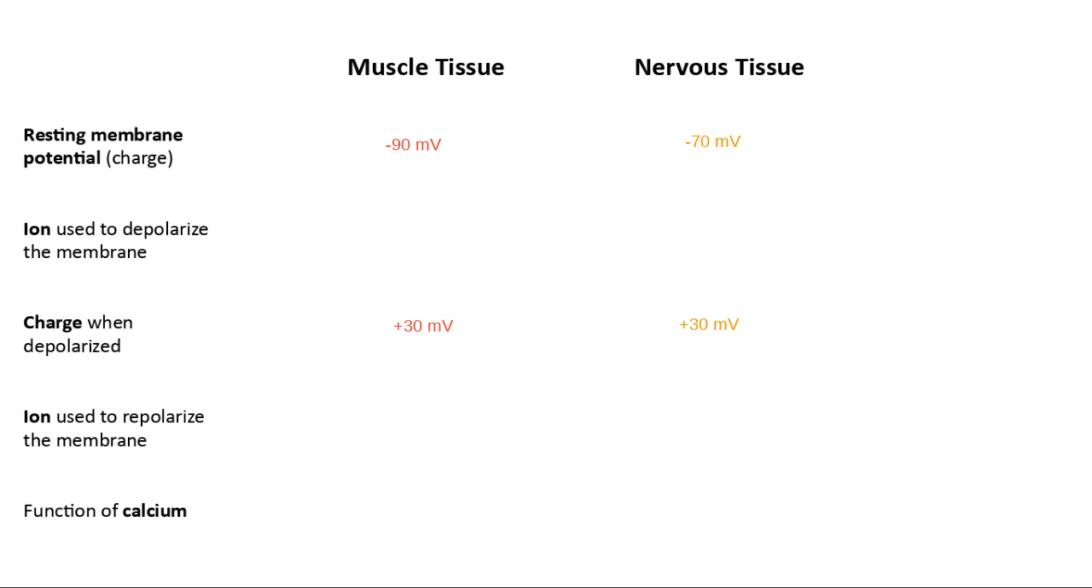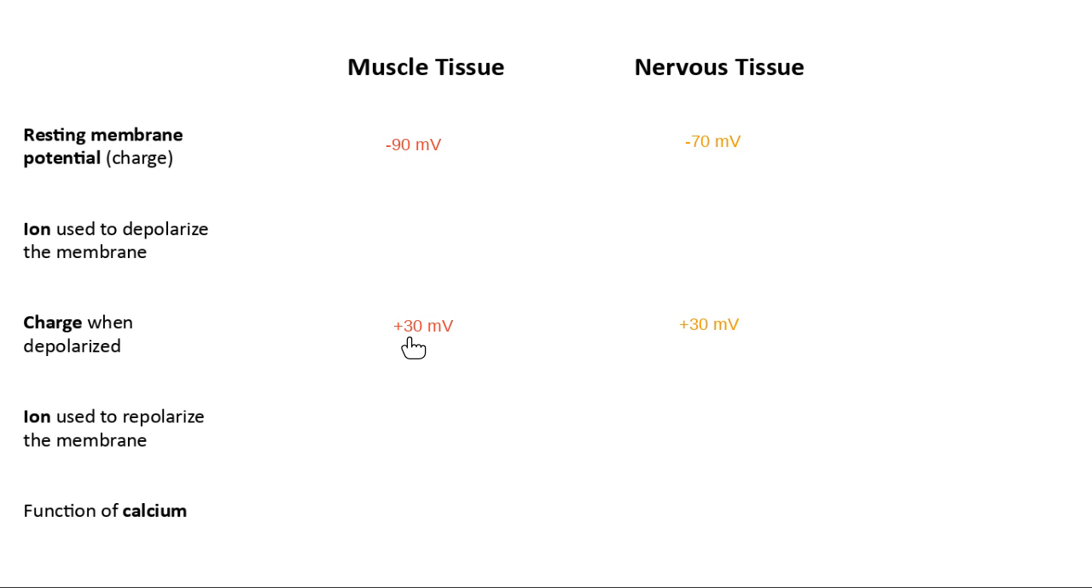I love things that are the same, right? It's one less thing to memorize. We start at different resting membrane potentials, but at the end, when we're completely depolarized, we both go to positive 30. Our membrane charge completely freaks out. It's completely wrong.